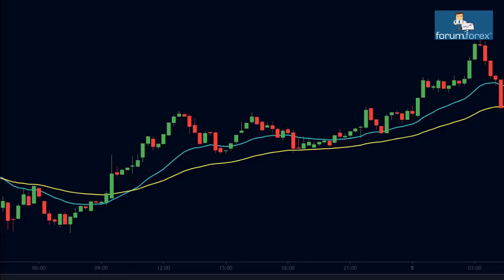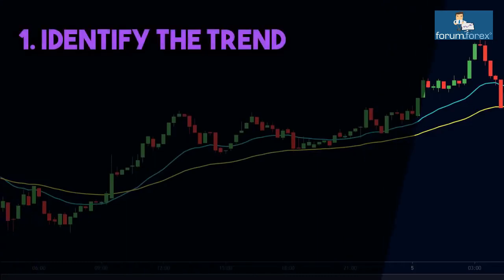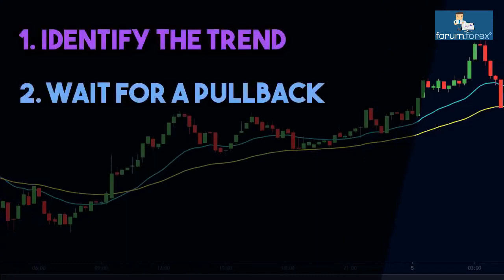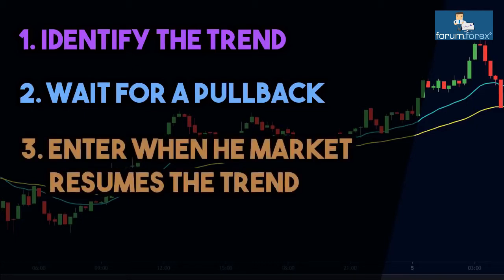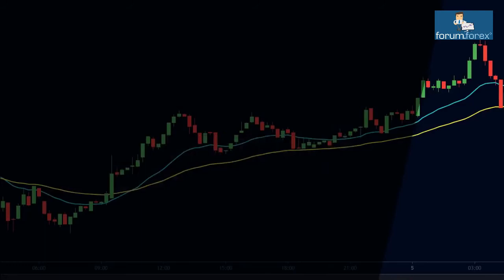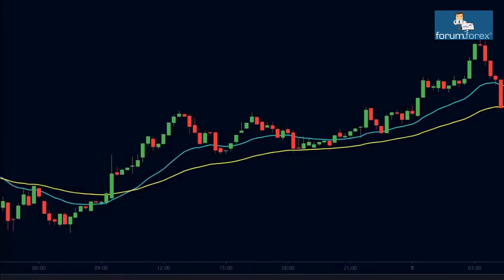In this strategy, we will do three things. Number 1, identify the trend. Number 2, wait for a pullback. And number 3, enter when the market resumes the trend. To accomplish these steps, we will use two moving averages.